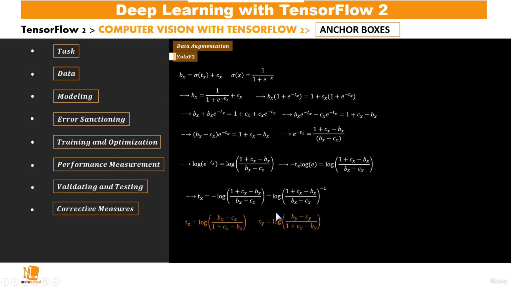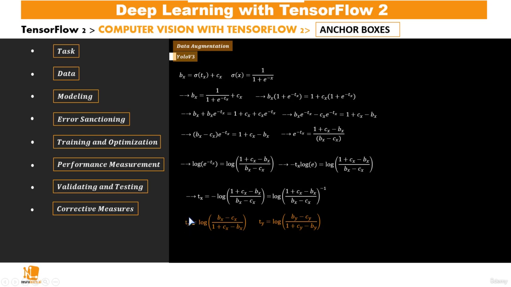And then this can be done similarly for ty to obtain this also: by minus cy divided by 1 plus cy minus by. So what this is trying to give us is that once we have a given bounding box with the x coordinate of the center as bx, the way we obtain tx for training is that we use that bx minus the number of grid cells before the object, divided by 1 plus that same number of grid cells from the x direction before the object minus bx, and then we take the log of that.